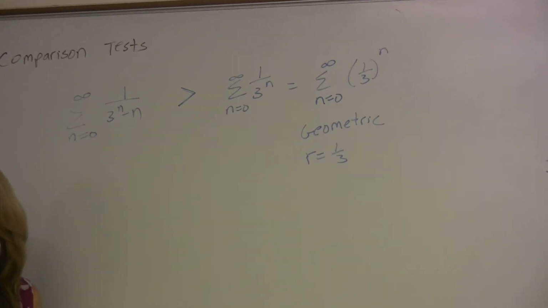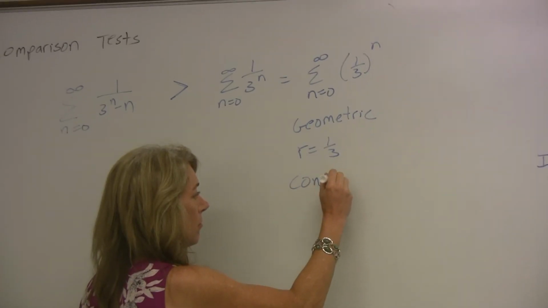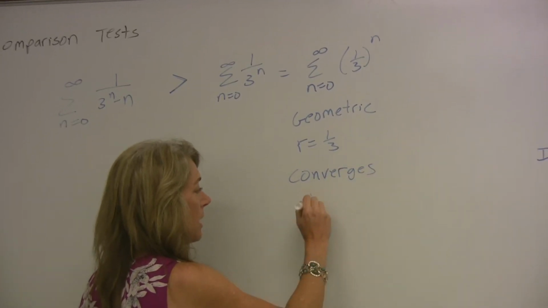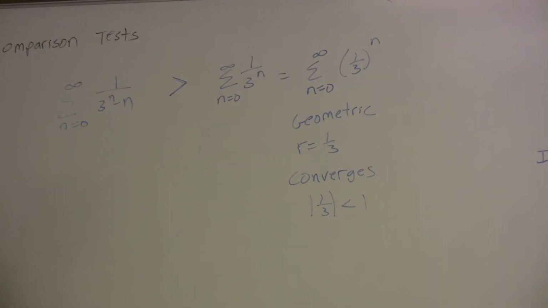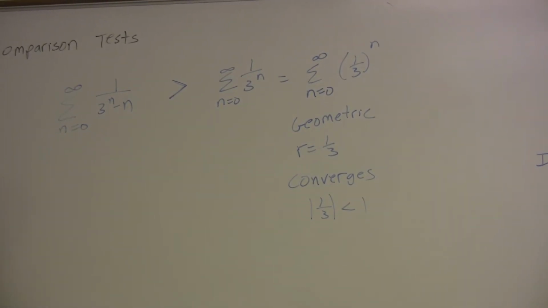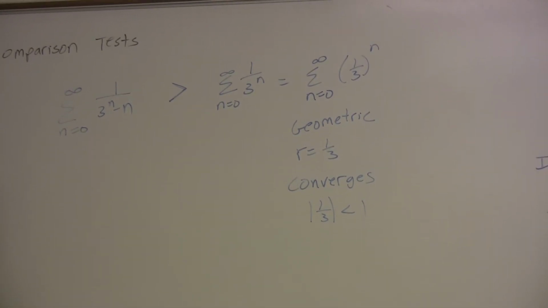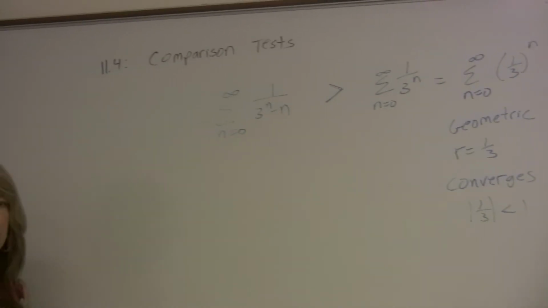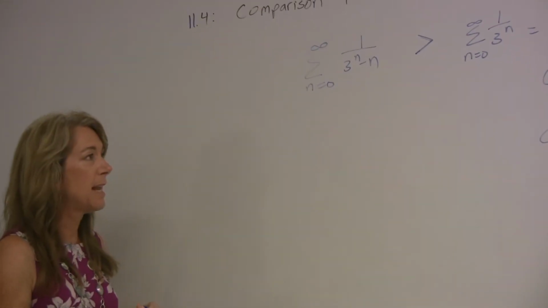Does it converge or diverge? It converges, because the absolute value of 1/3 is definitely less than 1. That's good to know. So that means it adds up to something. We can find the sum if we wanted to. It adds up to 2 or something like that. I can't do it off the top of my head. It adds up to something.